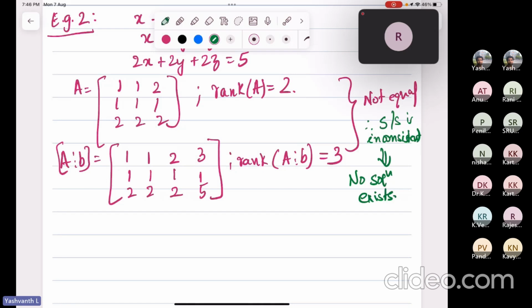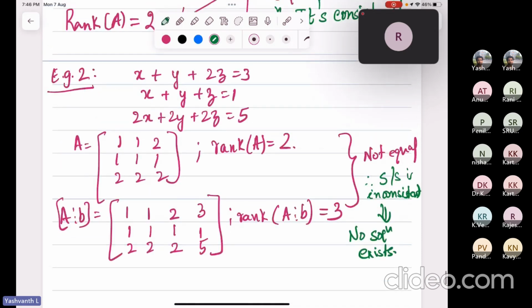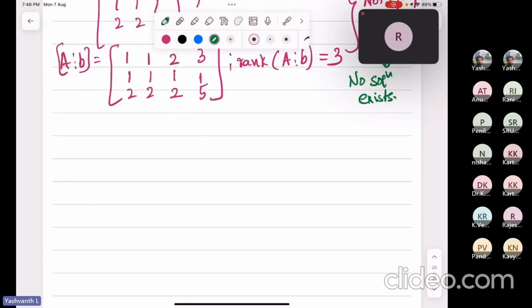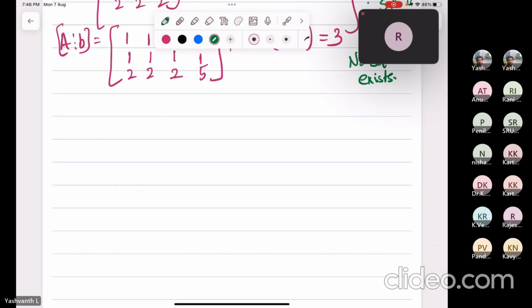Okay. So now we have found a way to ascertain whether a given system has a solution or not. Consistency versus inconsistency. Now, within the consistency category, you have two more subcategories: whether it has a unique solution or infinite solutions. So that is going to be the next rule that we are going to devise, namely unique solution versus infinite solutions.